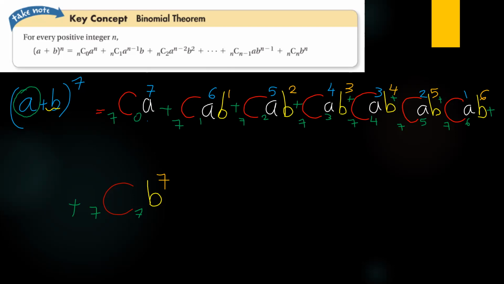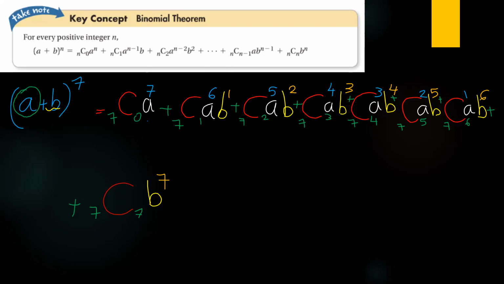It is C of 0 from 7, a to the power 7, plus C of 1 from 7, a to the power 6, b to the power 1, C of 2 from 7, a to the power 5, b to the power 2, and so on. You have to complete. This is the binomial theorem: if I need to find (a + b) to the power 7, I will use it to write the expansion.